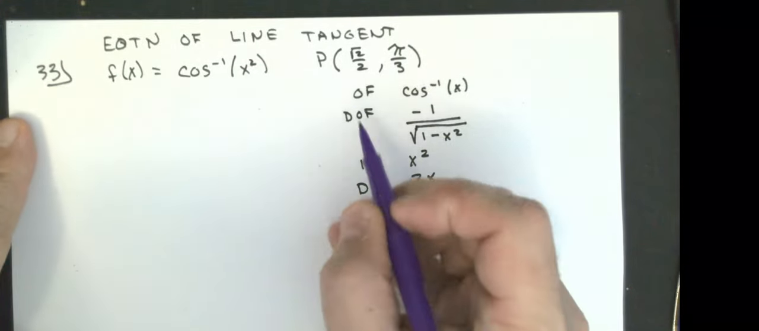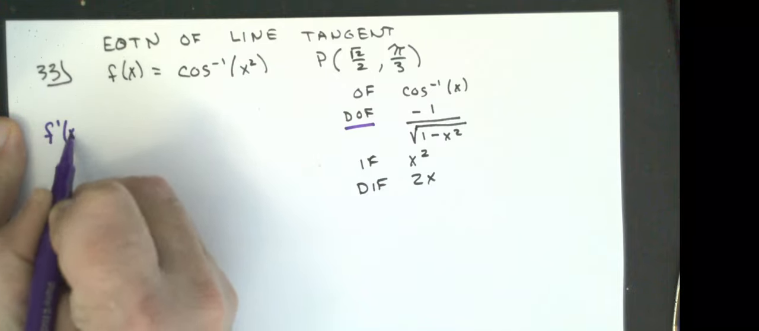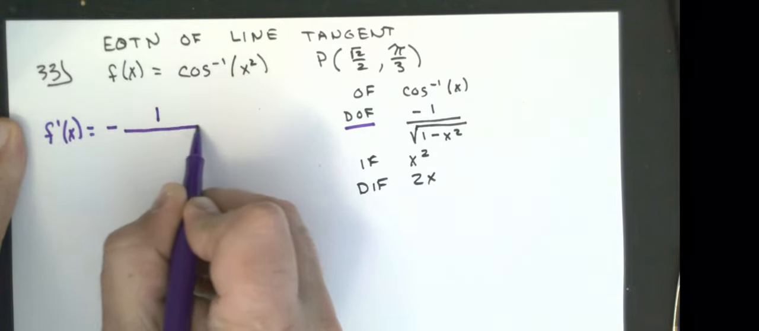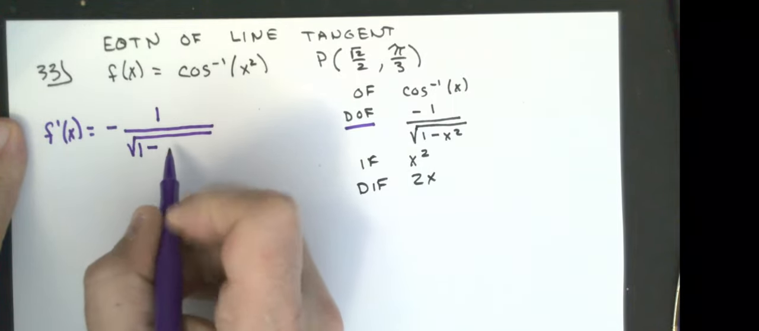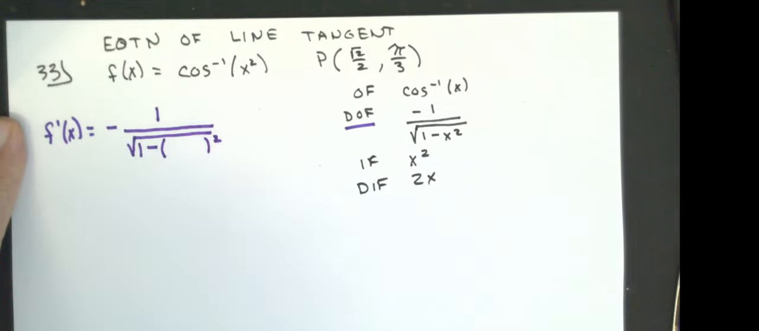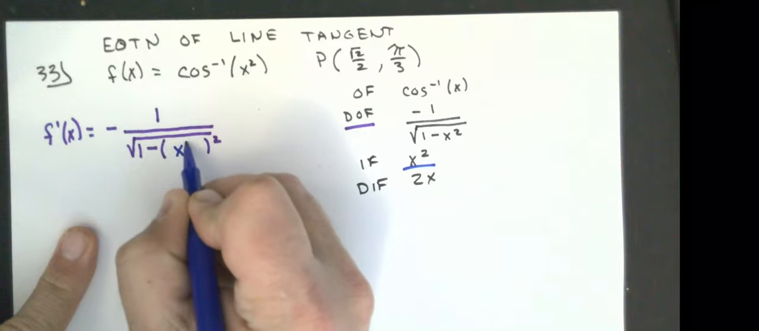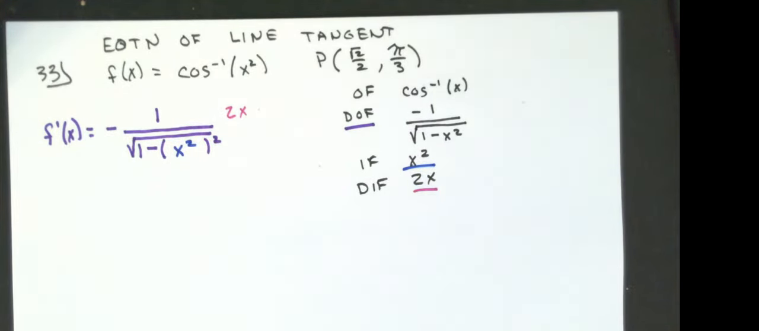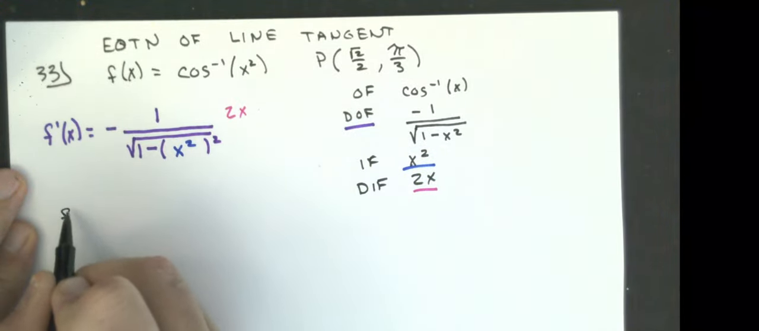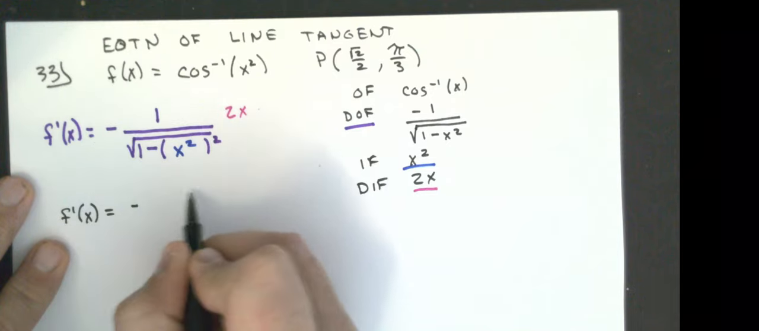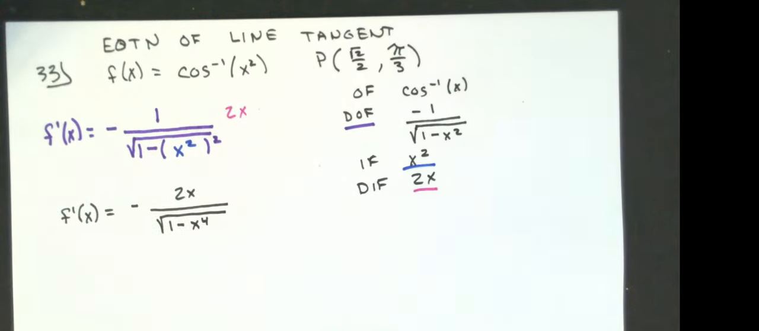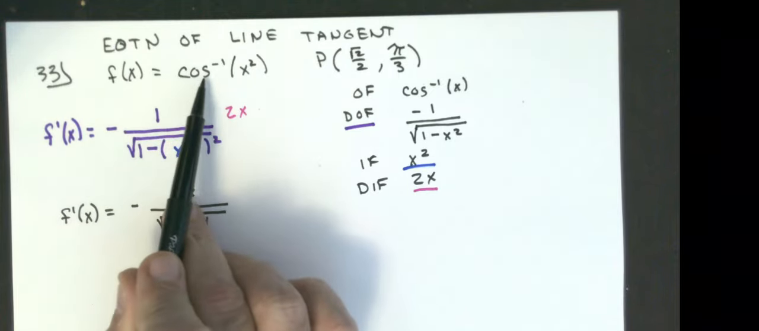We're going to put that together. Take the derivative of the outside function is equal to negative 1 over the square root of 1 minus parentheses squared. Inside there, we're going to put the inside function times the derivative of the inside function. So, final cleanup, I get f prime of x is equal to negative 2x over the square root of 1 minus x to the fourth. Okay. So that's the equation for the slope of the line tangent to this curve at any point.